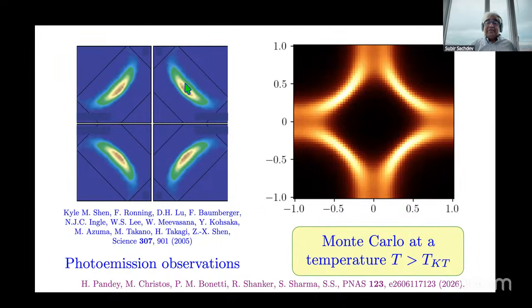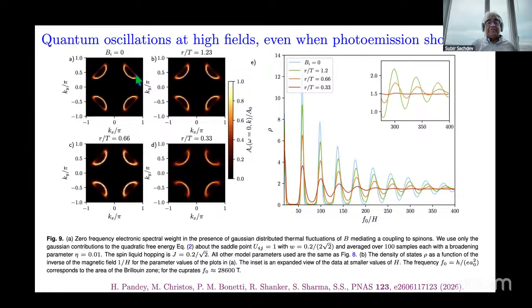At the same time, you can ask, do these fluctuations destroy the Yamaji effect? Well, unfortunately, that's too hard for us. We haven't done that calculation. But we did compute, for these thermally fluctuating states, the oscillations in high magnetic field of the density of states. And we see that there are definitely regimes where there's essentially no backside observable, but nevertheless, there are oscillations, at least at high fields.